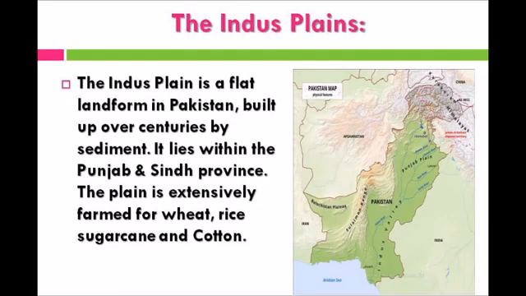The Indus Plains. The Indus Plain is a flat landform in Pakistan. Built up over centuries by sediment, it lies within the Punjab and Sindh province. The plain is extensively farmed for wheat, rice, sugarcane and cotton.